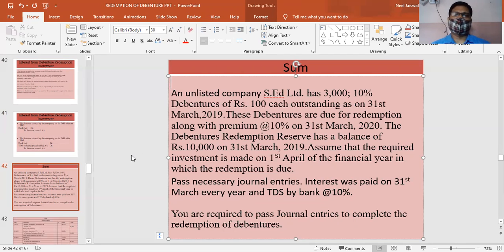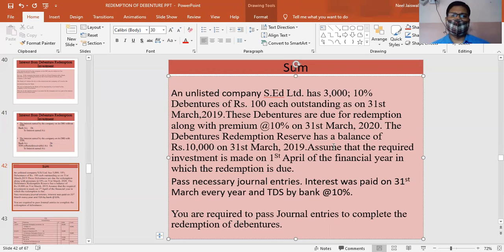So let's see, this is the sum. In the sum we have an unlisted company other than NBFC and HFC. It has 3,000 debentures to redeem along with premium. The debentures have to be redeemed along with a premium of 10%, and the redemption date is 31st March 2020. You should underline these things in the sum: the redemption date, 10% premium, 3,000 debentures of 100 each.